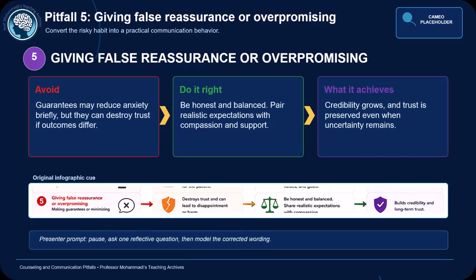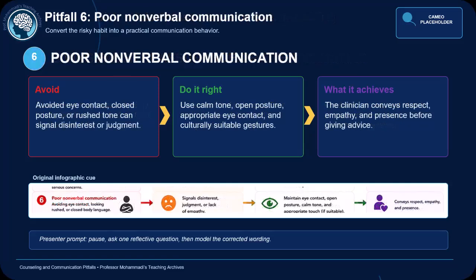Next slide, please. Poor nonverbal communication can also undermine the clinical encounter. Even when our words are correct, our body language may send another message. Avoided eye contact, closed posture, a rushed tone, or looking repeatedly at the computer can signal disinterest or judgment. Good nonverbal communication includes a calm tone, open posture, appropriate eye contact, and culturally sensitive gestures.